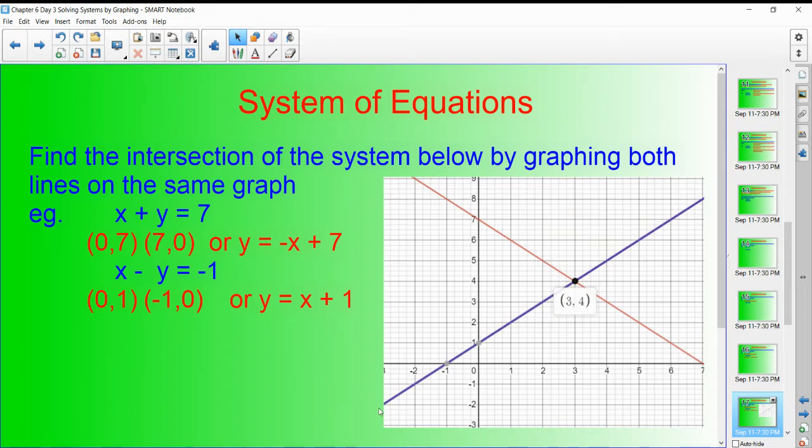Get your graph paper out. Make straight lines. And you'll notice that 3, 4 is where they meet. They only meet at one spot. You can't have two straight lines meeting at two spots, because that would mean the graph would have to curve or do something weird, and that's not going to happen. We're doing linear systems. Graphs are going to meet at a point. There are other cases which we will talk about shortly.